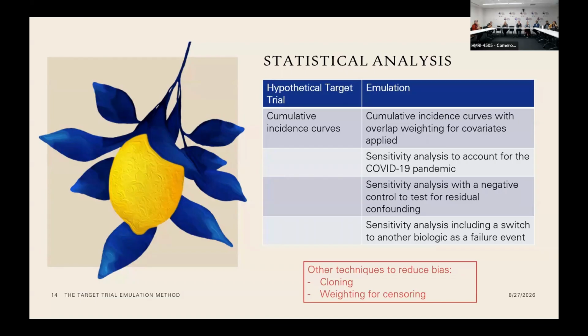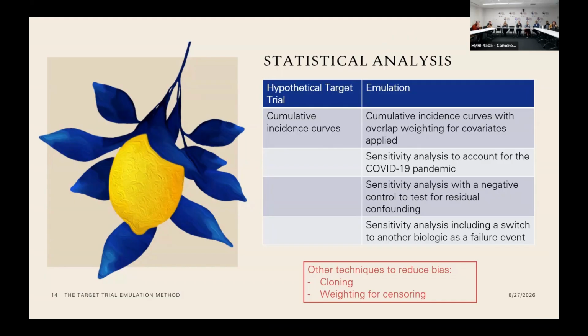And the other thing that I found happens a lot in target trials is they use cloning, which I won't go into, but they basically put everybody into the treatment arm and everybody into the control arm, no matter which one they were actually in. I don't get how it works because I haven't done it yet, but it seems to help.